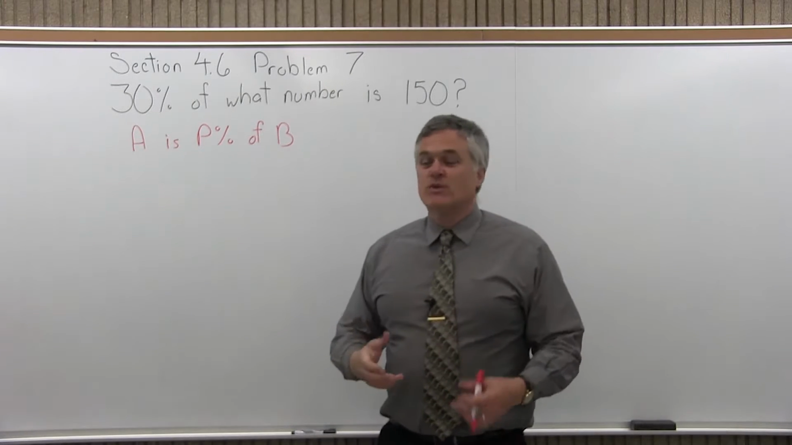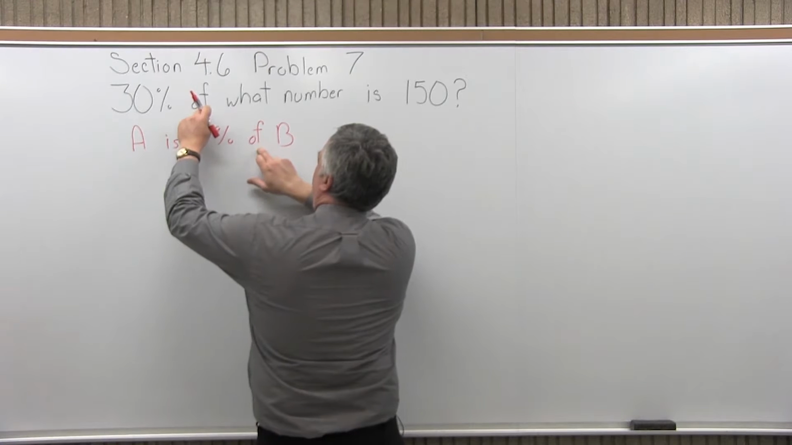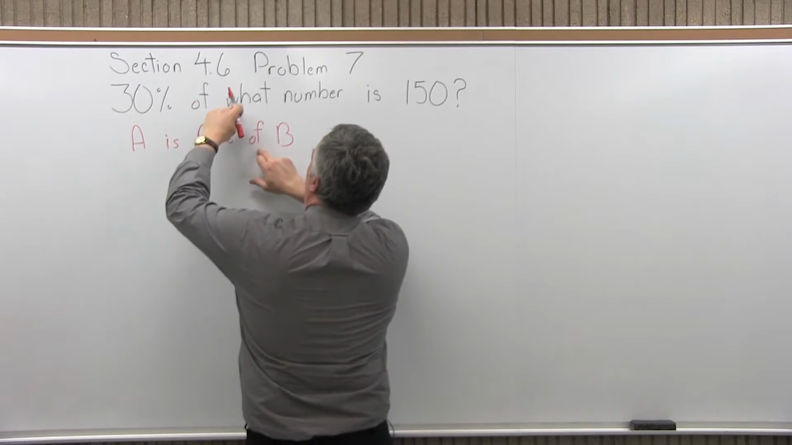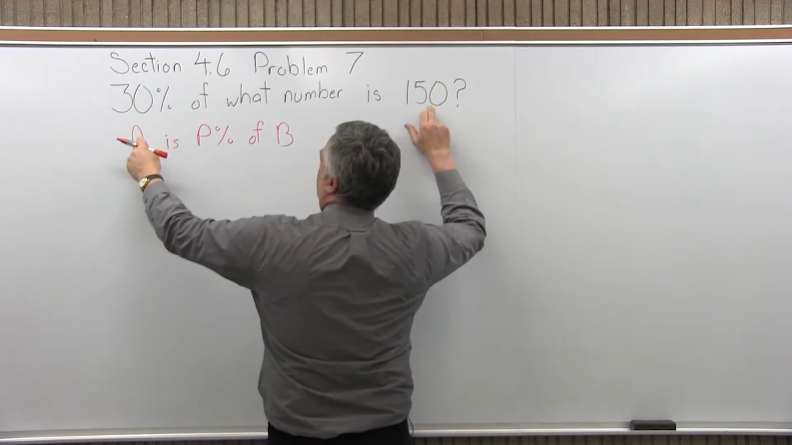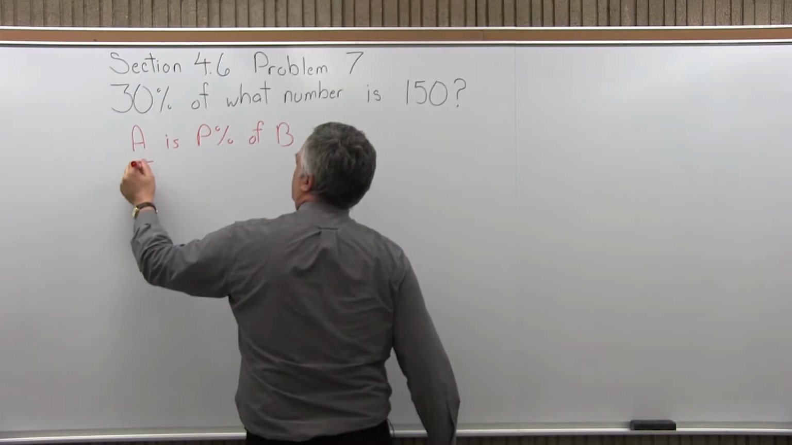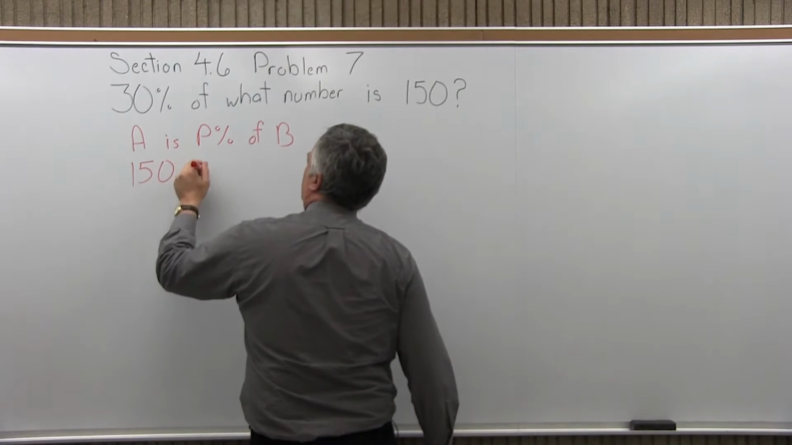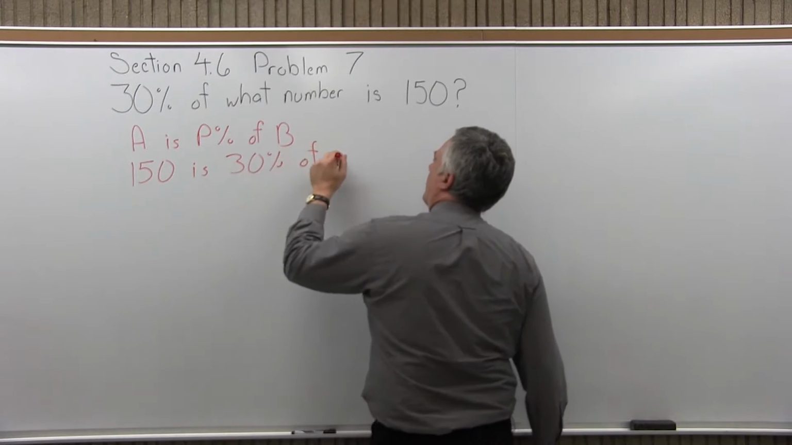So when you have to rearrange it, what you want to do is lock into the word of. That's what's going to tell you. So the 30% of what? That's 30% of B. That's what we want to have at the end. The other number, the 150, will be the A. So we want to rewrite this as 150 is 30% of what number?